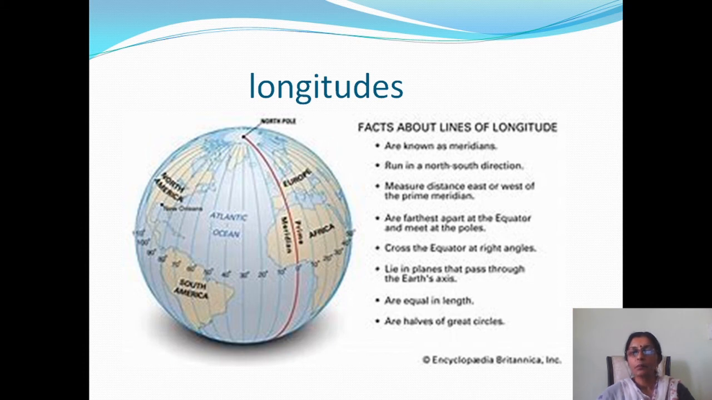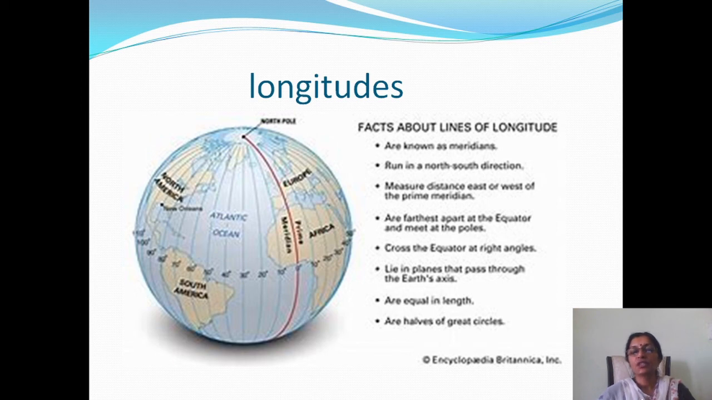0 degree longitude is known as the prime meridian. They run from north to south. These are also imaginary lines. These are semicircles. They converge at the poles. There are 360 longitudes, 180 in the eastern hemisphere and 180 in the western hemisphere.